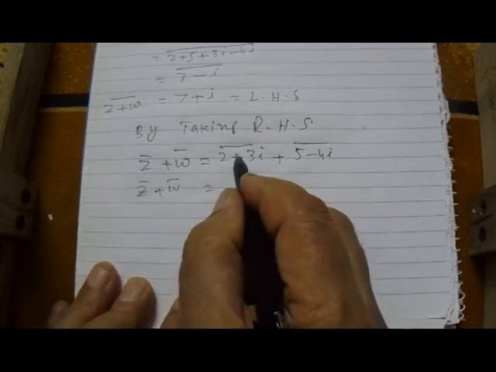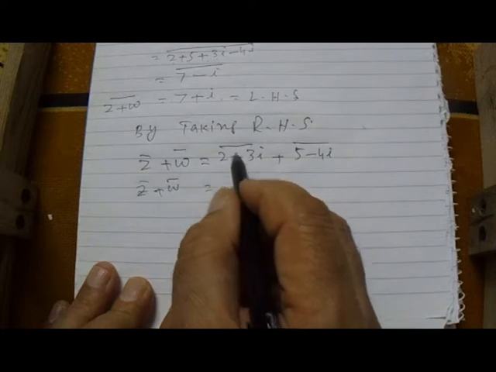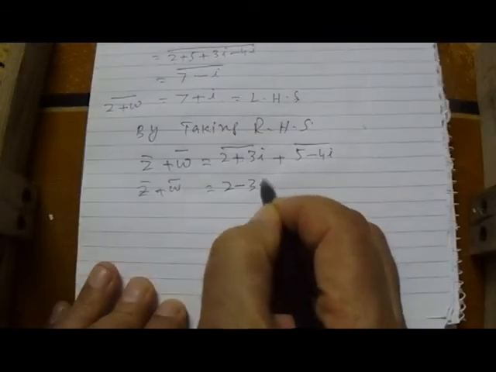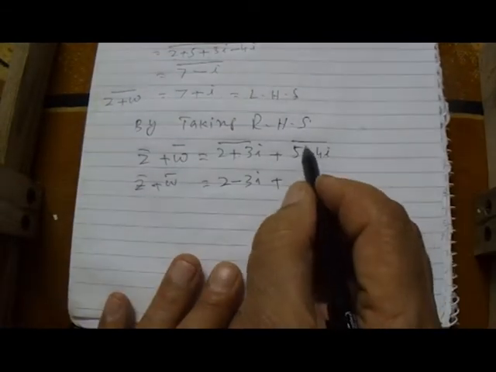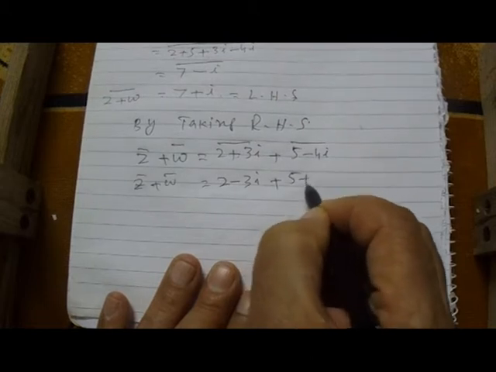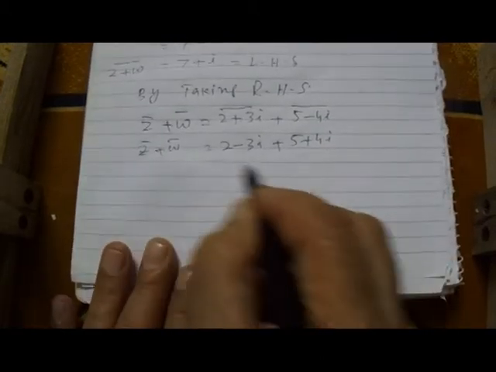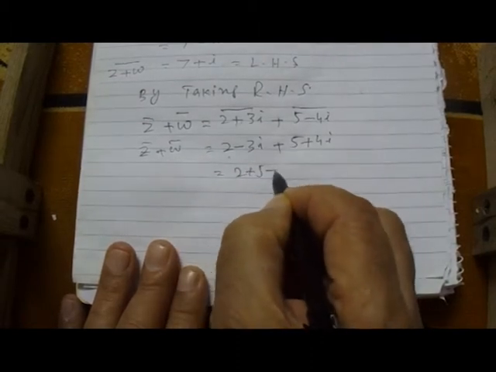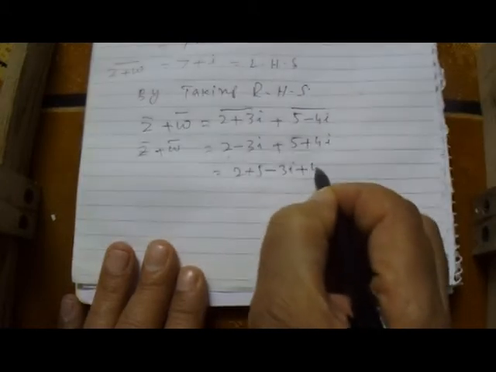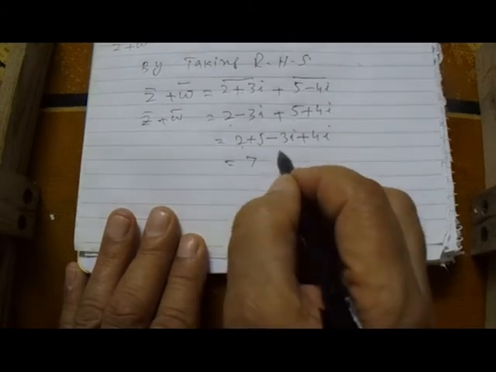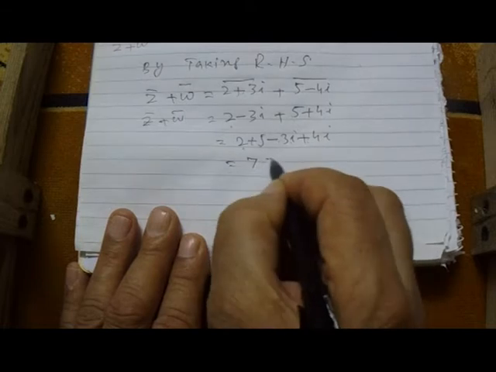We remove this bar and we change the sign of this iota, and write here minus 3 iota. Plus, now also we remove this bar and we change the sign of iota. Now this is minus, we write plus 5 plus 4 iota. Now we combine the terms 2 plus 5 and minus 3 iota and plus 4 iota. 2 plus 5 is 7 right here, and minus 3 iota plus 4 iota you write here iota.